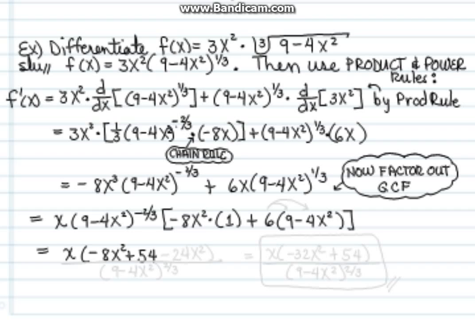That's equal to x times negative 8x squared plus 54 minus 24x squared when we distribute multiplication by 6 over the denominator, which is now 9 minus 4x squared to the positive 2/3 power, and that simplifies to x times negative 32x squared plus 54 over 9 minus 4x squared to the 2/3.